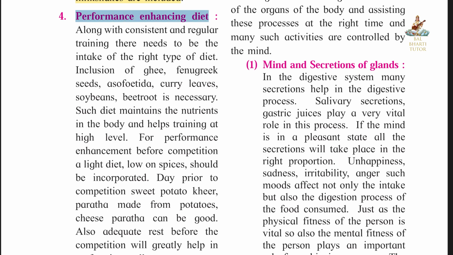Fourth, performance enhancing diet. Along with consistent and regular training, there needs to be the intake of the right type of diet. Inclusion of ghee, fenugreek seeds, asafoetida, curry leaves, soybeans, beetroot is necessary. Such diet maintains the nutrients in the body and helps training at a high level.